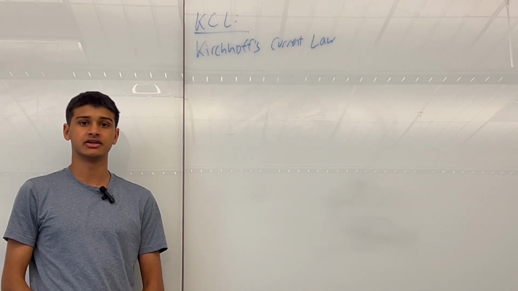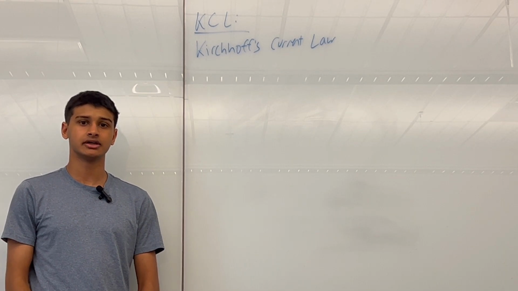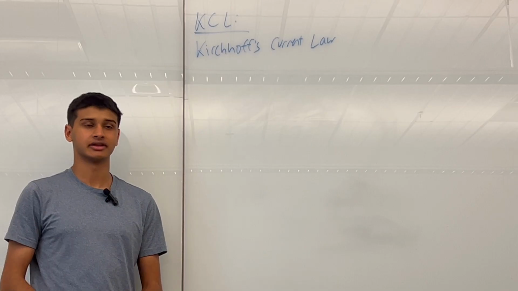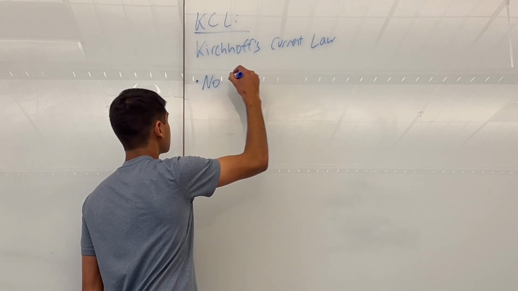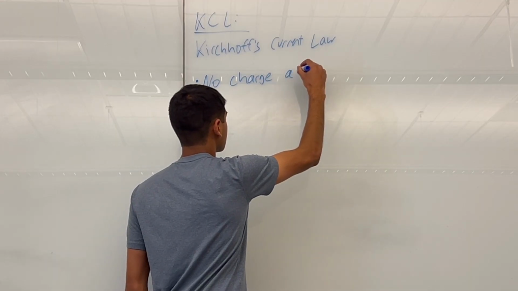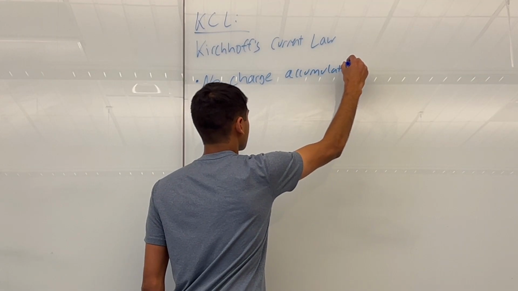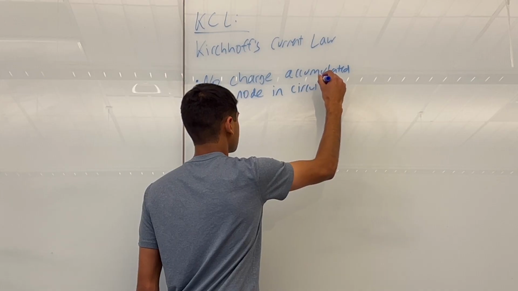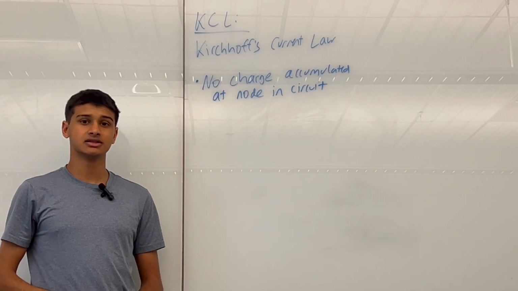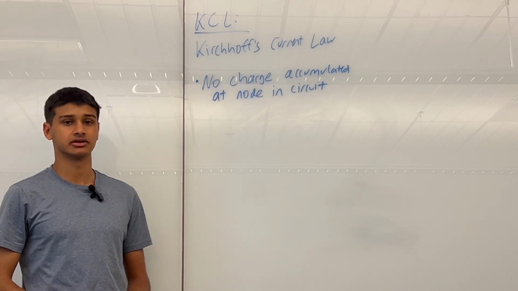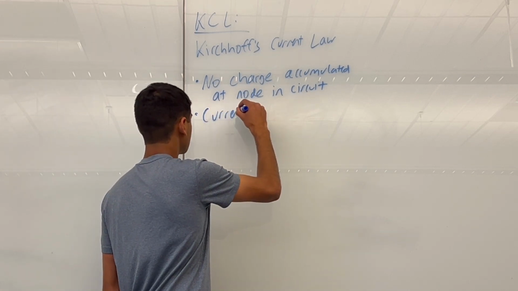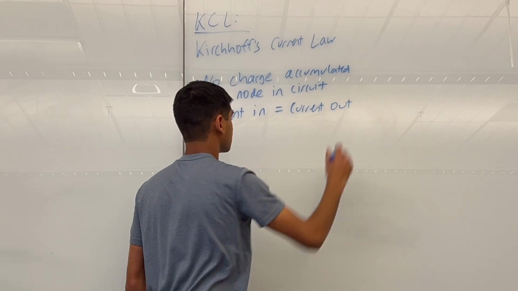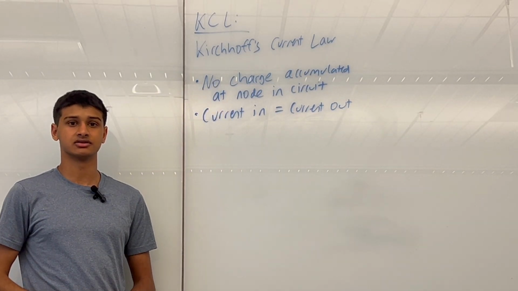In this video, I'm going to be going over KCL, which is Kirchhoff's current law. All KCL states is that there is no charge accumulated at a particular node in a circuit. I'm going to write that out. More generally, all that means is that the current going into a node equals the current exiting a node. So those are just the definitions of KCL.